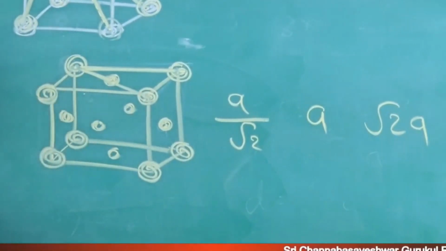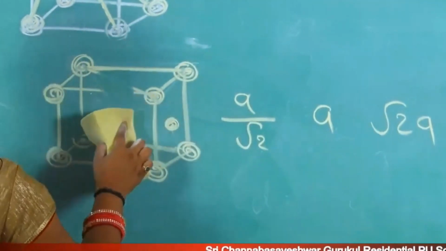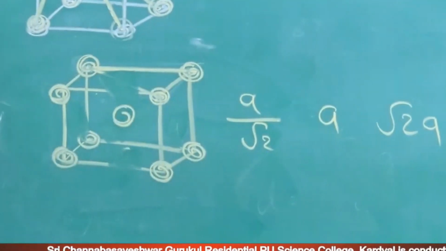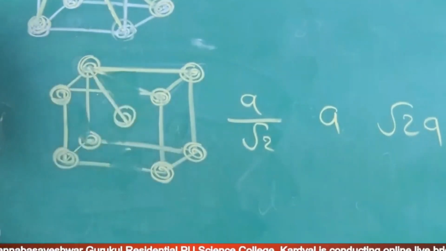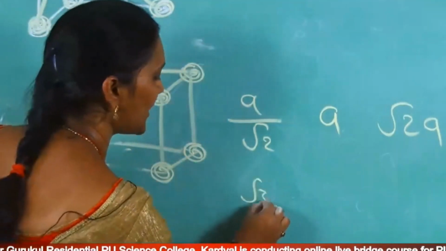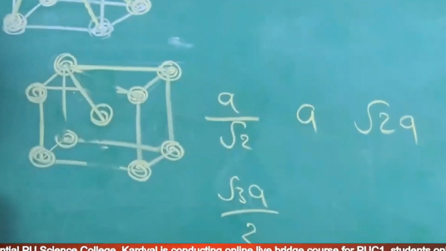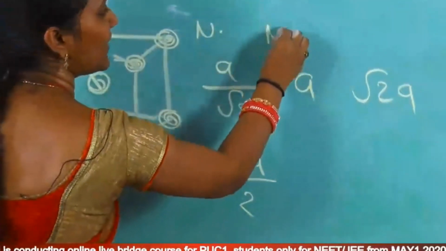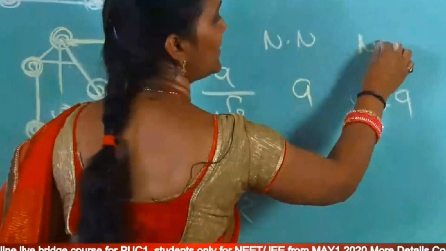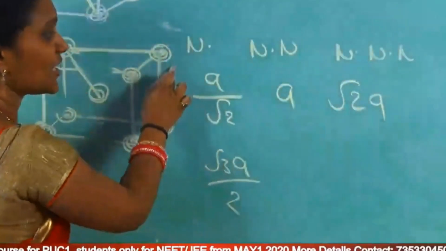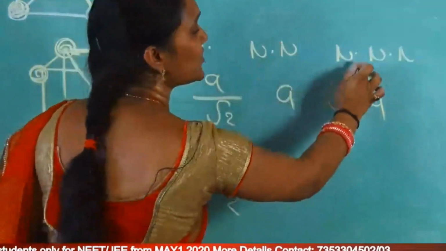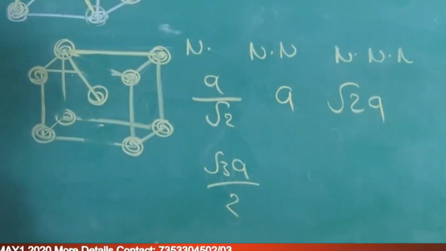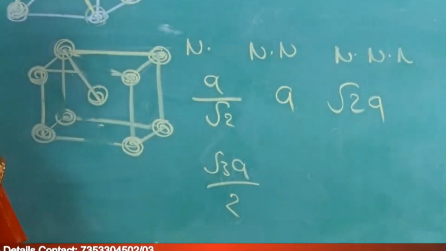Okay, now come to the BCC. BCC means here body center. What are the nearest neighbors here? These two are nearest neighbors. What is the distance here? Root 3a by 2, the distance between nearest neighbors. In the notes also I have given it like this: nearest neighbor, next nearest neighbor, next nearest neighbor. That is the nearest neighbor, next nearest neighbor. Okay.